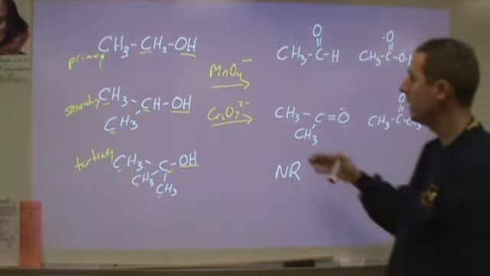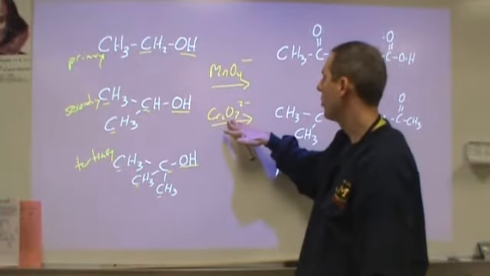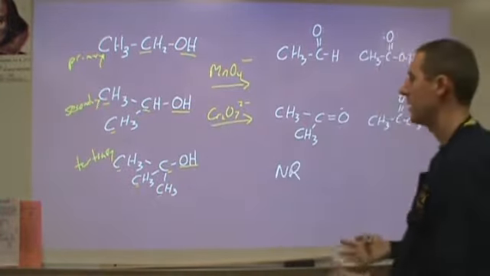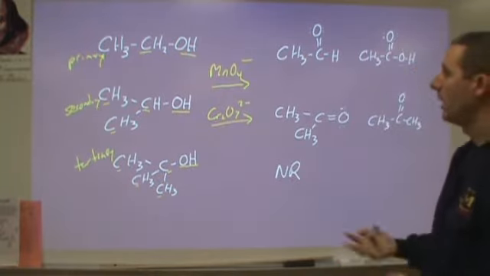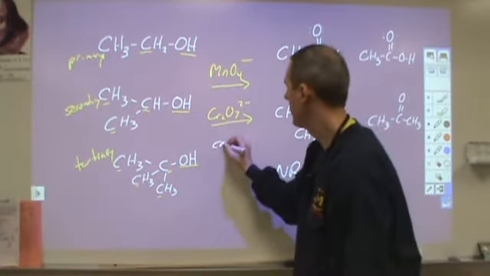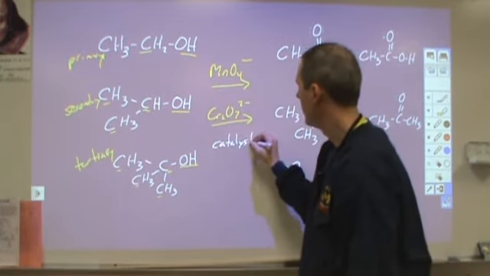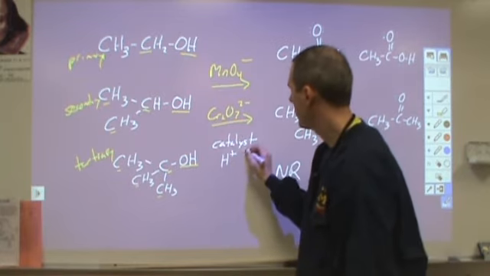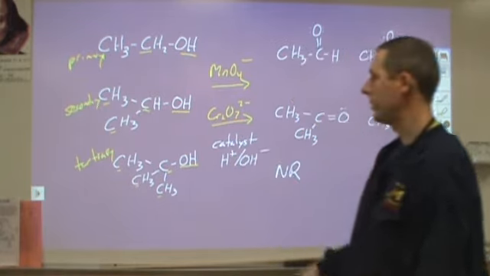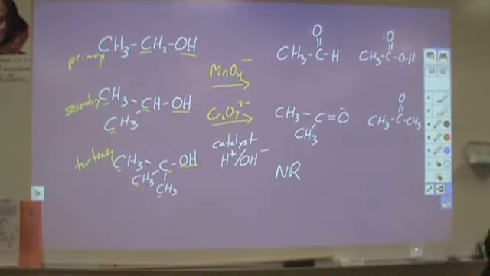The reagents you need are permanganate or dichromate or some other source of oxidizing agent, some source of oxygen, and then you would need some kind of catalyst, and that would usually be an acid or base. One of the two. That's it. That's how you do an oxidation reaction.